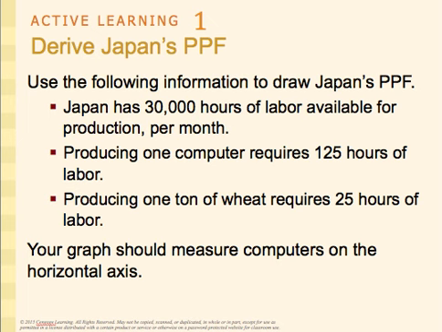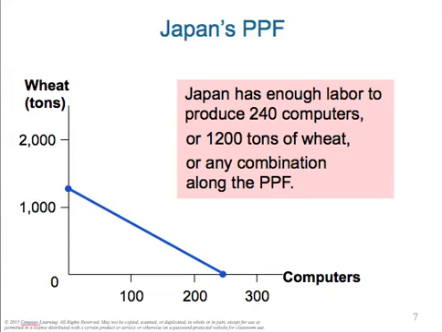The graph we're going to complete here will measure the computers on the horizontal axis. If you want, on your own, I would encourage you to get out a piece of paper and derive this using a calculator or long division. You can print out my slide notes and derive this on your own. It'd be good practice for the test. So we have wheat in tons and computers in units here. Japan has enough labor to produce 240 computers or 1,200 tons of wheat, or any combination along the PPF.